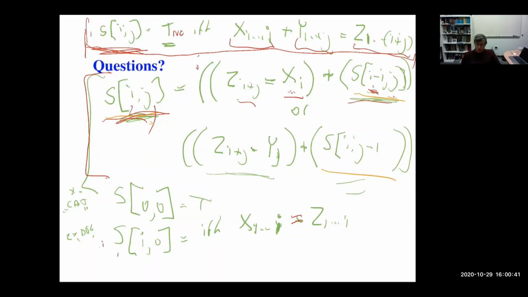Another legal way to do it is if the last character of Y matches the last character of Z, and there was a way of shuffling all of X and all of Y minus that last character. So either I could do it this way, or I could do it this way, or I could do it both ways. The or doesn't care. If I can't do it either of these ways, then there's no possible way to do the shuffling and the value would be false. Any questions about that?